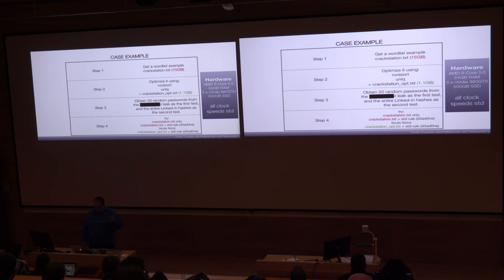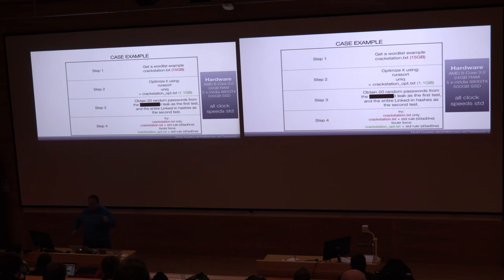Right, so the two things we then did in step three is obtain 20 random passwords from a leak, which I won't name, but it has something to do with web hosting. Then the second test was the old LinkedIn dumped hashes from 2012. I got all of those, and I ran those too.